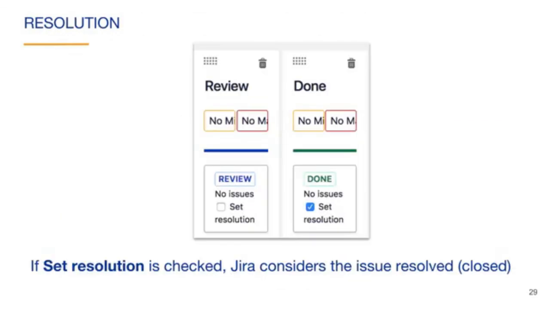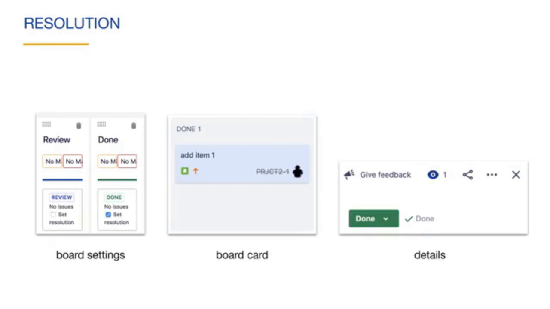When you are configuring the columns under board settings, there is a set resolution checkbox for each status. If set resolution is checked, JIRA considers the issue resolved or closed when the issue is in the associated status. This sets a value for the field named resolution to done. We don't want to check the box for the review column because the issue is still open while we are reviewing it.